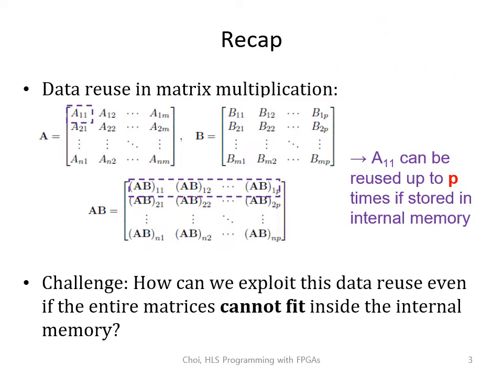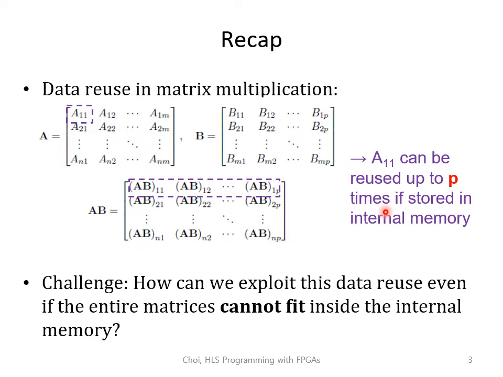We also learned last time that all the elements in the matrix will be reused to produce the result. For example, A11 will be multiplied with B11 to produce a part of AB11, and A11 will also be multiplied with B12 to produce a part of AB12. So A11 can be reused up to P times if it has been stored in the internal memory. But if we cannot fit the matrix in the internal memory, we will have to fetch each element from the DRAM every time we need it.